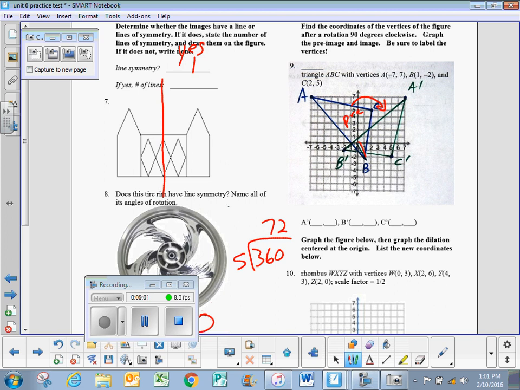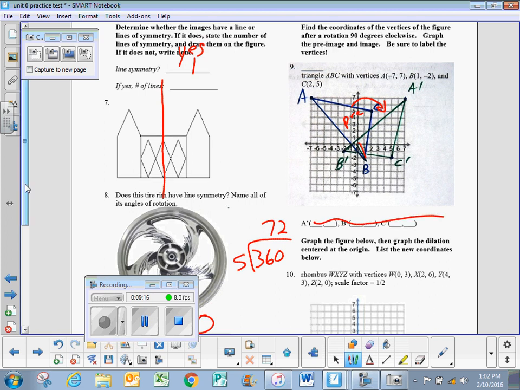Yes, Avery? I rotated about the origin, but it didn't say to do that. Yeah, I know. I verbally told you guys that, but I made sure it said that on the actual test. What are the measurements? That one I said you didn't have to write it down.